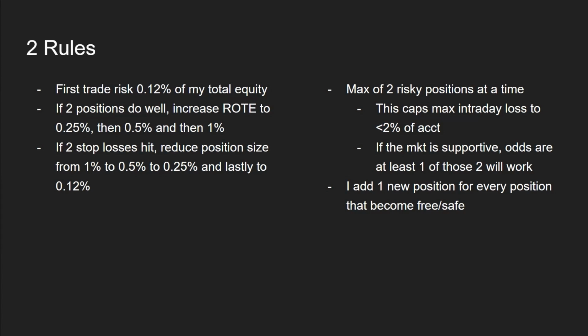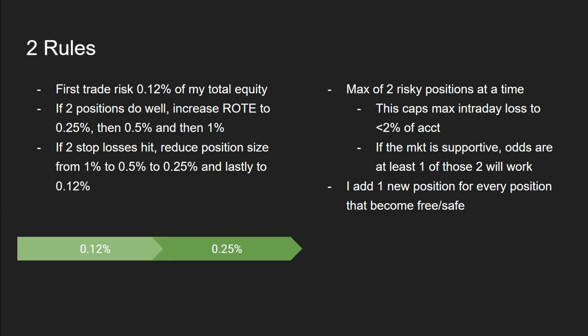Okay, so just to recap the 2 rules. The first one is we start with a risk of 0.12%. If 2 of them work, we increase to 0.25. If 2 more work, we increase to 0.5. And if 2 more work, we trade full size at 1% risk.